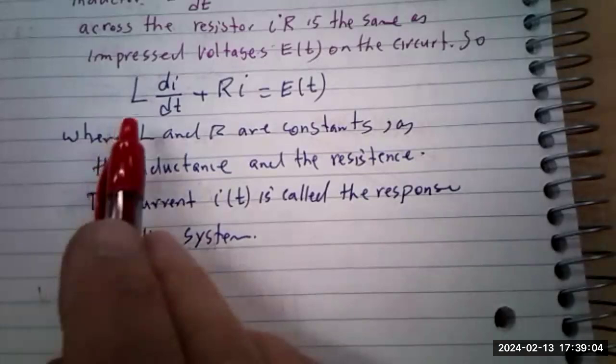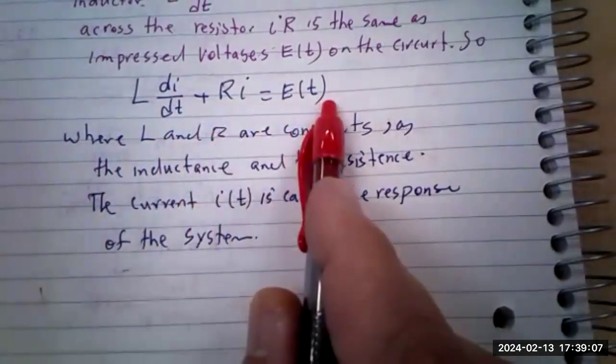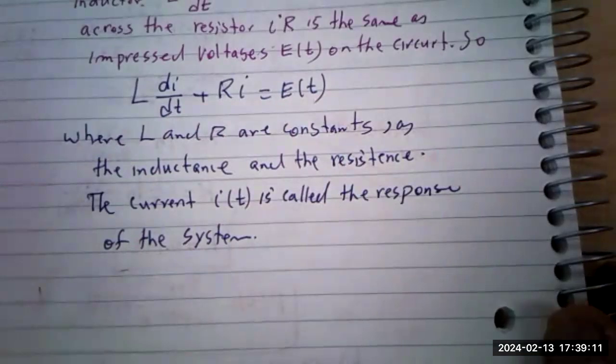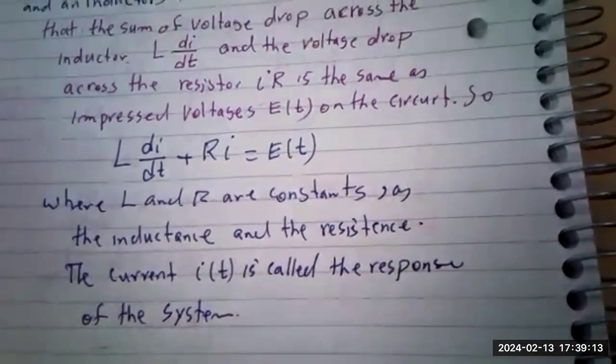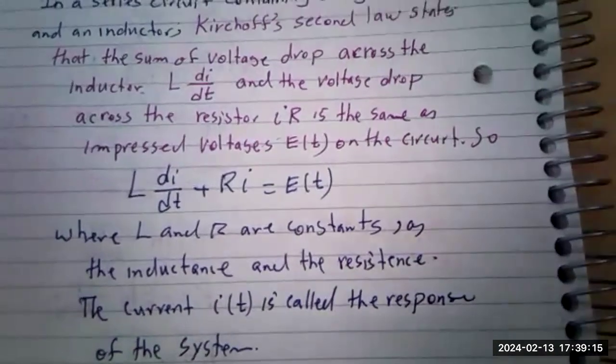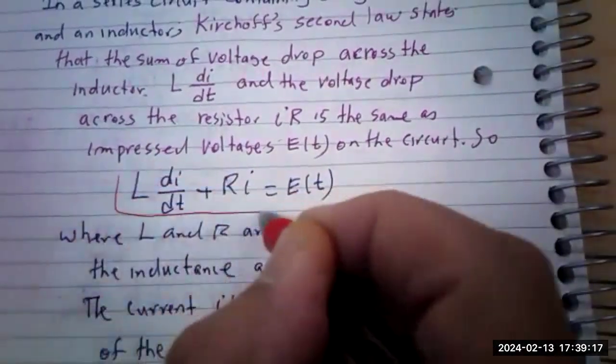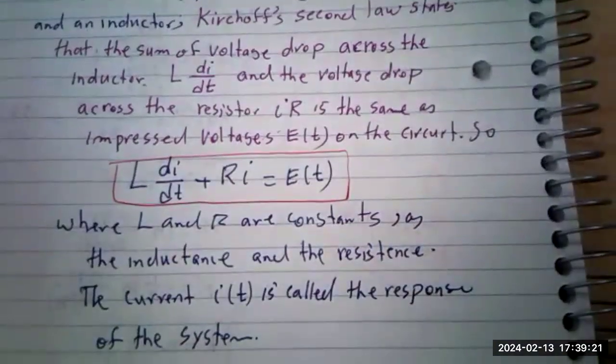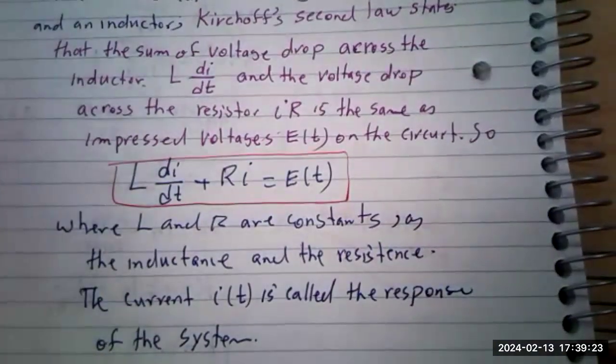So I'm going to give an example. I give you the L, R, and E of t, and then ask for the current at some points. So this is going to be the modeling that we have. Okay, any question? If this type of problem would be given to you, we directly give you the differential equation. I'm going to describe the situation that we have.